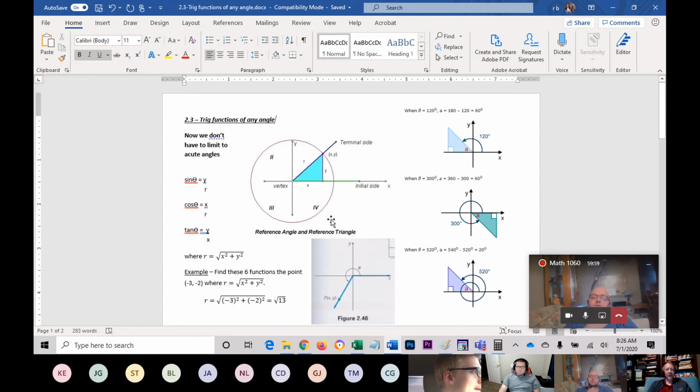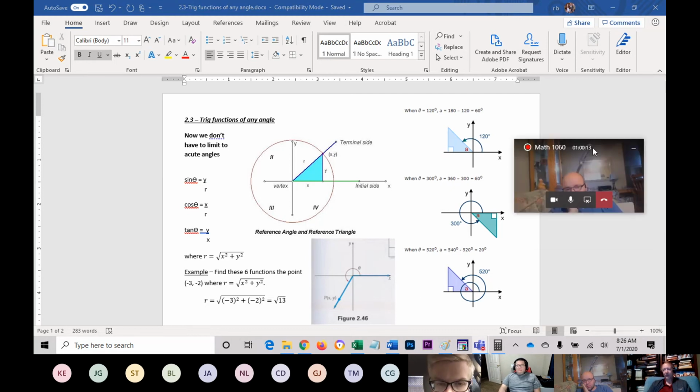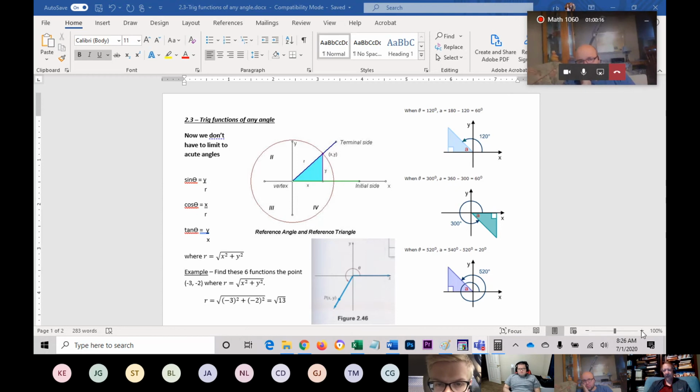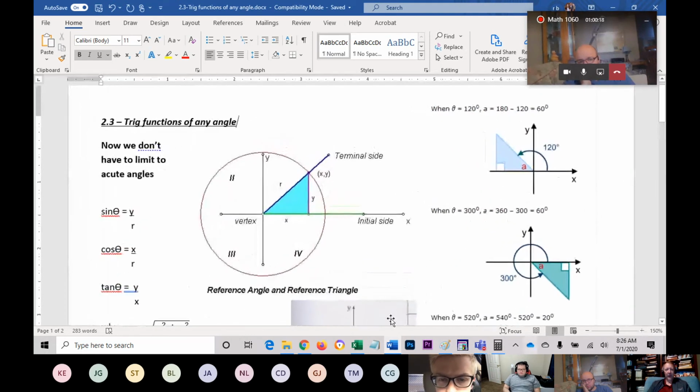Okay, so up to now, the nice thing is we can put a unit circle here, and we can also draw our right triangle here. So if we have a point, maybe I should make this a little bit bigger. Okay, so if we have a point xy, then the length of this is x, and the height is y, and so we can use that to our advantage.